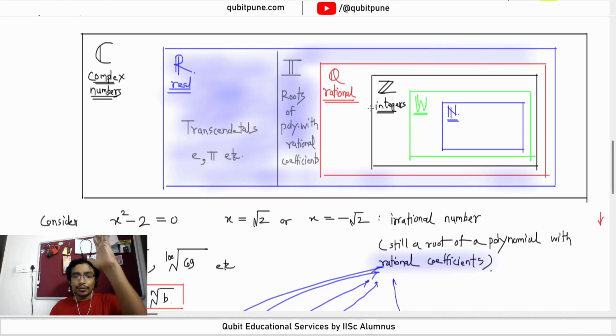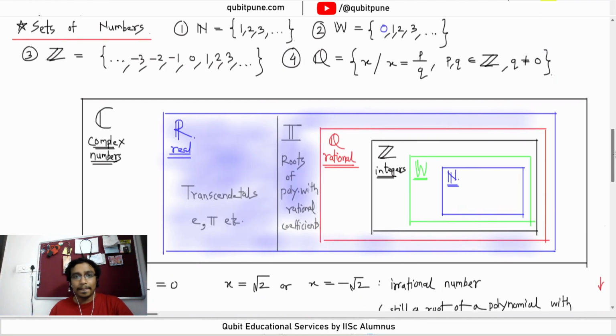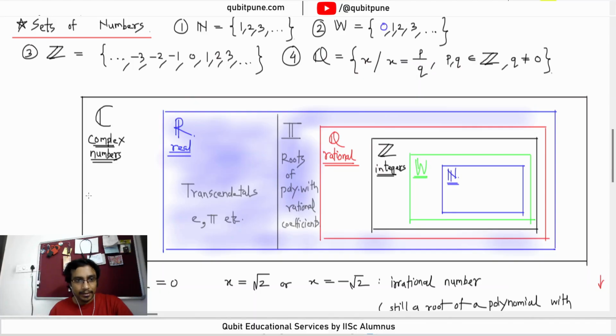So we have got this hierarchy from the set of natural numbers to whole numbers to integers to rational numbers and irrational numbers, and we have some transcendental numbers, and then finally we have complex numbers. What is the definition of a complex number? A number of the form x plus iy, where x and y are real numbers, and by definition i or iota is the square root of negative 1.